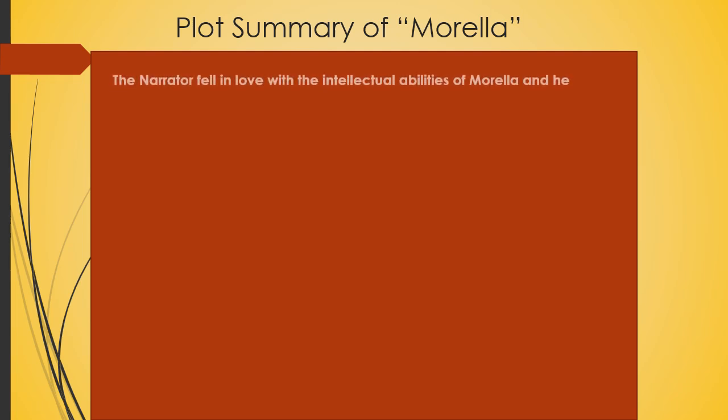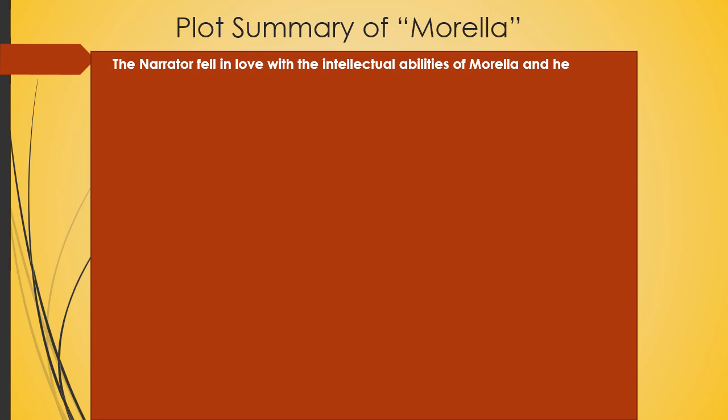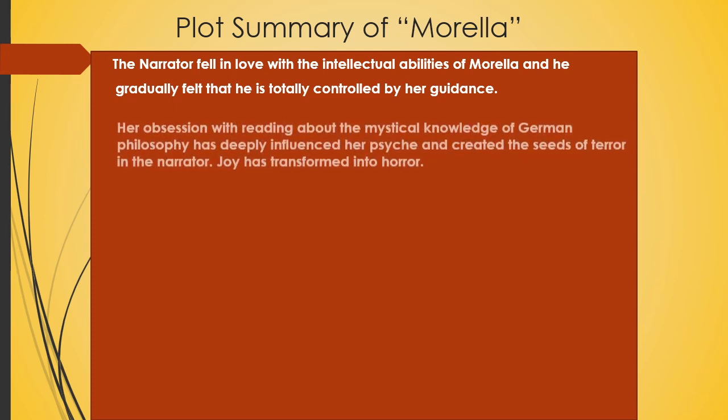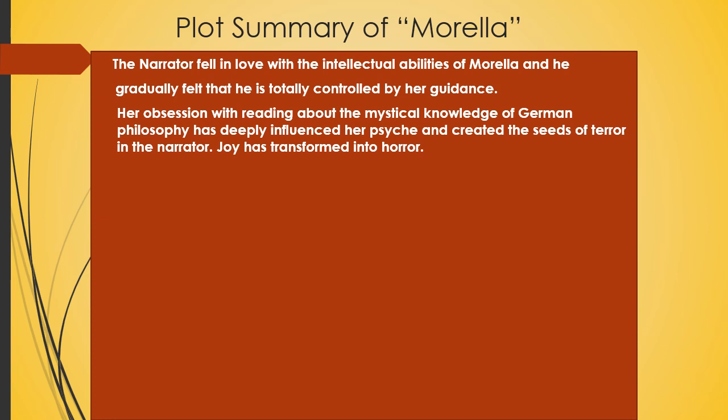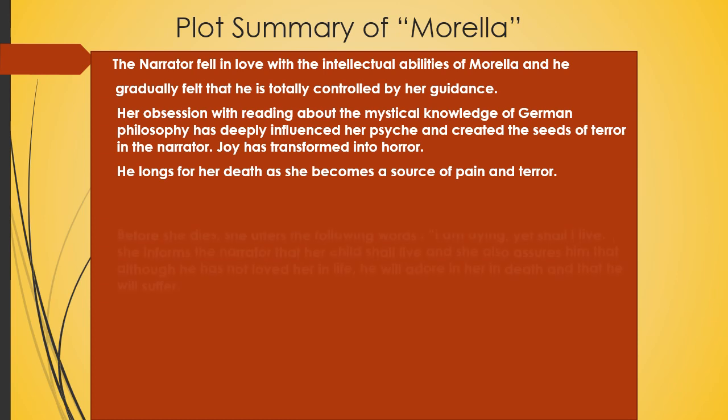We can summarize the plot of Morella into four phases. The first phase is characterized by the narrator's attraction to Morella's intellect and erudition, and for this reason he decided to marry her. Morella is depicted as a woman of genius and intellect, and she is depicted as a bookworm.